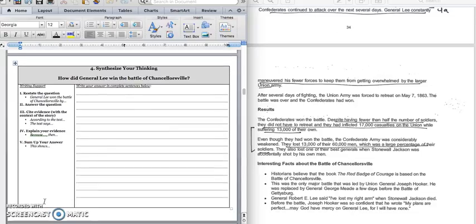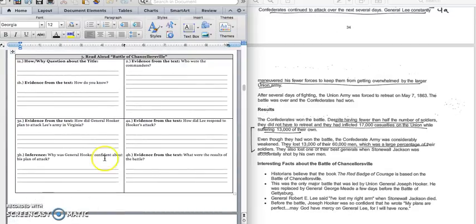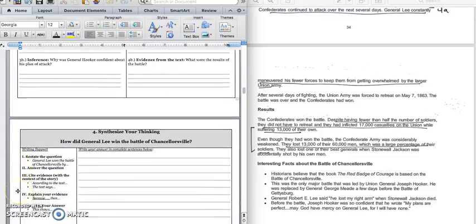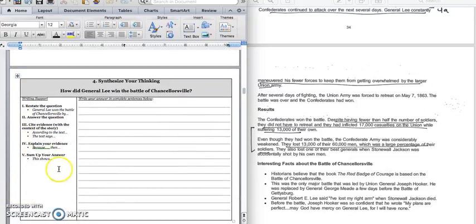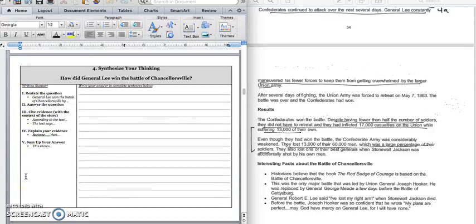It says, how did General Lee win the Battle of Charlottesville? And in order to answer this question, you'll need to use your answers from boxes 3A, 3B, 4A, and 4B. In a good conclusion, you could end with your main idea. That would be a really great conclusion.